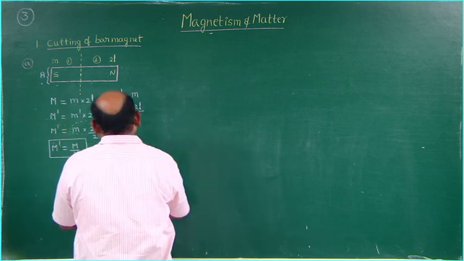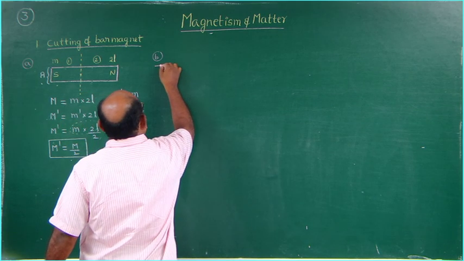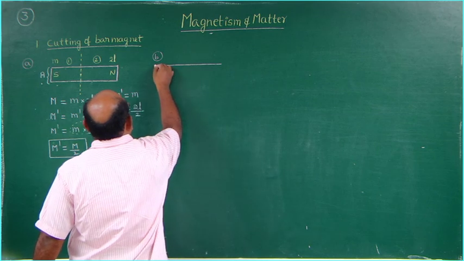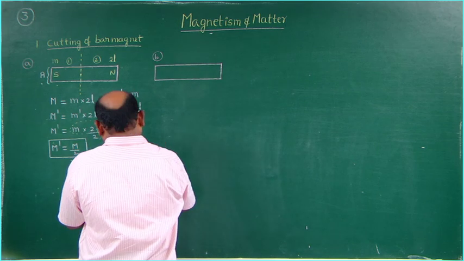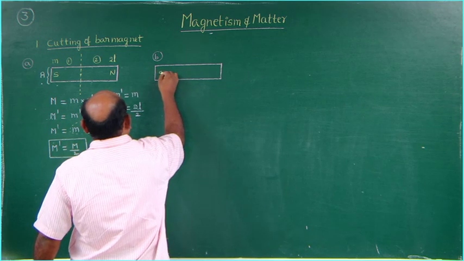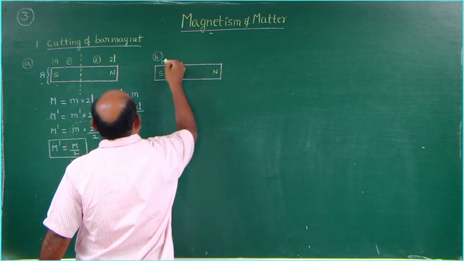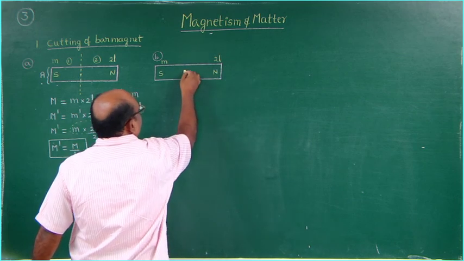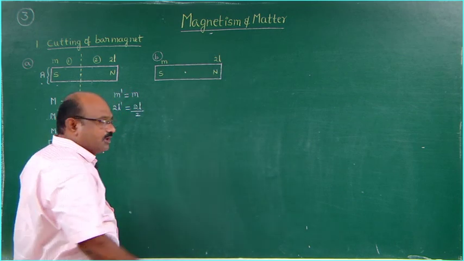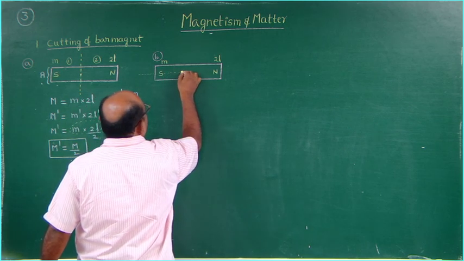Now, B, another question. Assume it is a bar magnet. This is the bar magnet, with a south pole and a north pole. Pole strength of the magnet is m, magnetic length is 2L. This is the center of the magnet. Now, the bar magnet is cut along the length as shown in the figure.